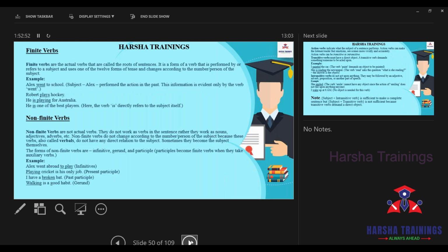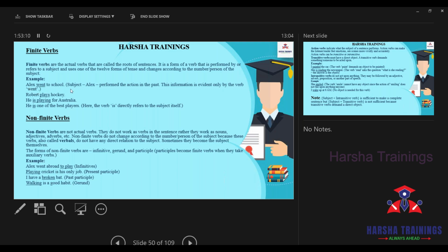Okay, coming to finite and non-finite verbs. The finite verbs are called the roots of the sentences. It is which is performed by or refers to. Okay, don't go through this, please. You will get confused. Okay, let's go to the example.